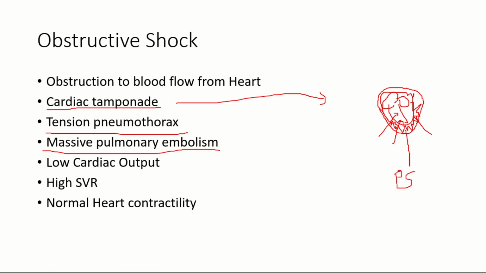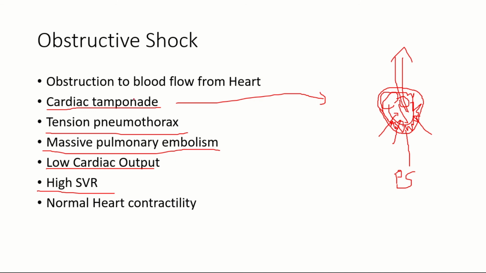So all these fluids and the blood are going to compress the heart, not allowing the heart to dilate properly. If the ventricles of the heart cannot dilate, then they cannot accommodate more blood, which means there will be less blood in the ventricles. If there is less blood, then less blood is going out from the ventricles as well. So there is low cardiac output in case of obstructive shock. And as a response, there is going to be high systemic vascular resistance.